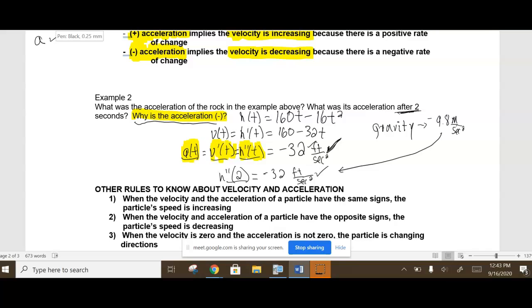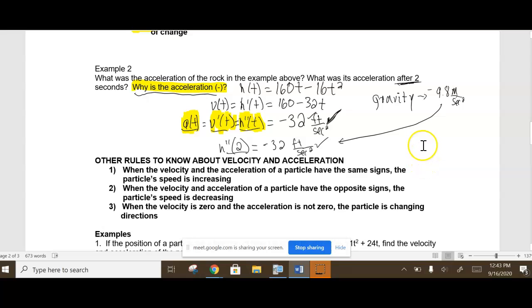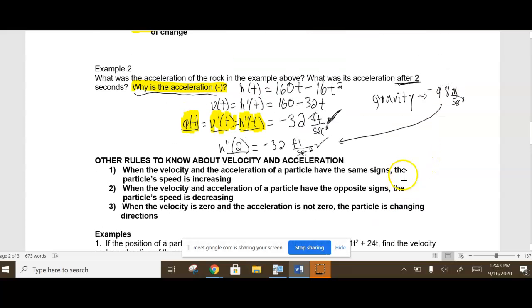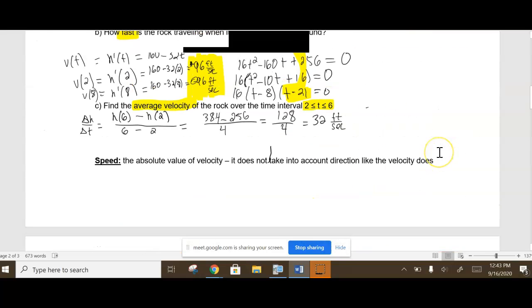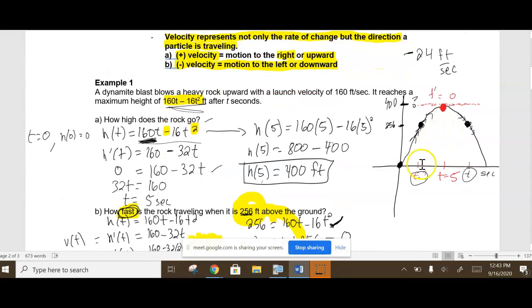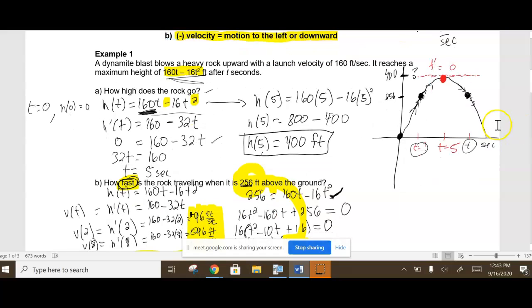Okay, where are we at? Let's see. 53. We'll at least set this up. So the last little rules here, and then we'll get into a bunch of problems as you look through the rest of this paper. Other rules to know about velocity and acceleration. I'm going to go back to here and explain these because I think it'll make sense. That's why I like starting with this problem, because it'll tie those last couple of definitions together pretty well. So let's go back to this problem.